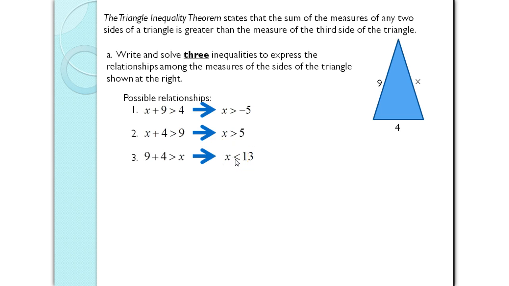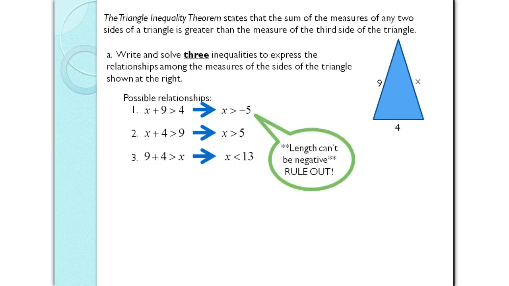So I haven't changed the value of anything, I just wrote it in the format that most students are used to working with. Now remember, we're talking about a triangle here, and these values are supposed to represent length. And usually length is not negative. We don't usually say that a side of a triangle is negative 5 inches. So we're going to rule out that first possible relationship just because it's not practical for the situation we're working with.